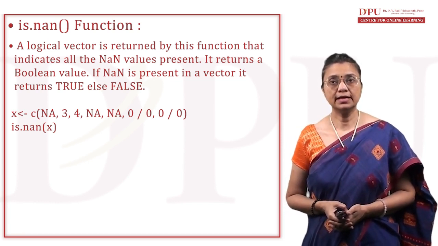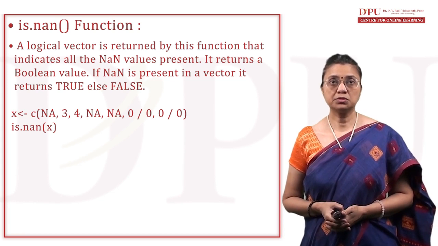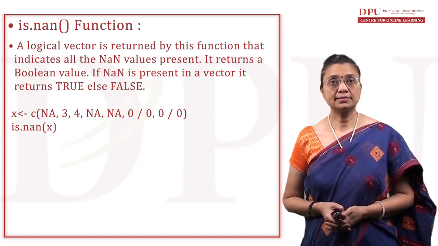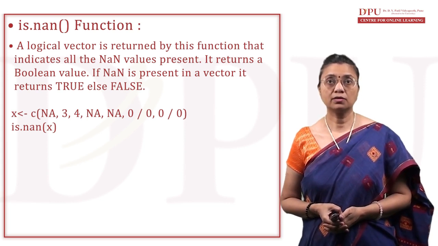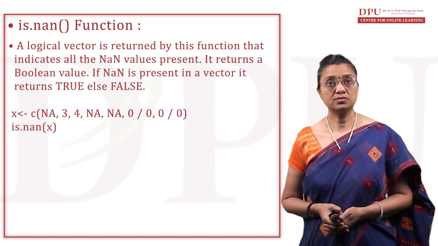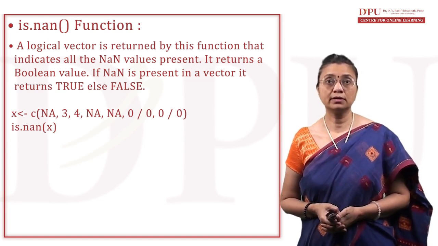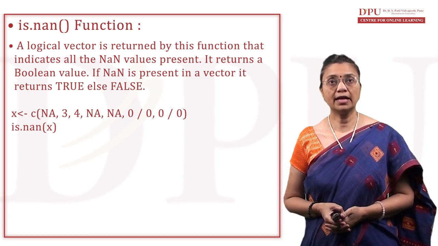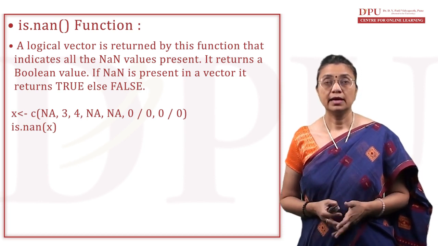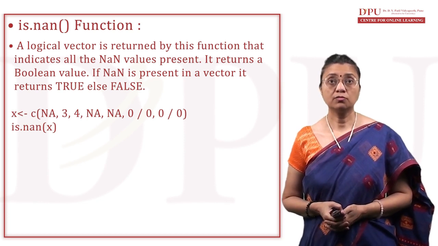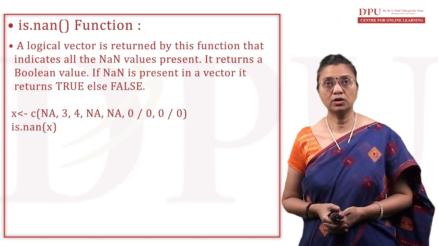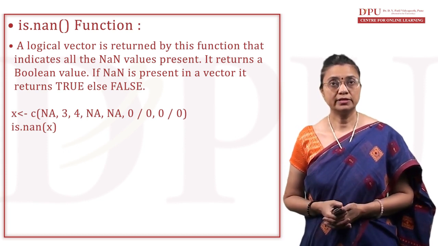Now let's see the example here. x equals c, brackets, NA, 3, 4, NA, 0/0, 0/0. You can see over here that the values are different. NA, which is not available. Then we have 3, 4, not available. Then 0 divided by 0, and then 0 divided by 0.